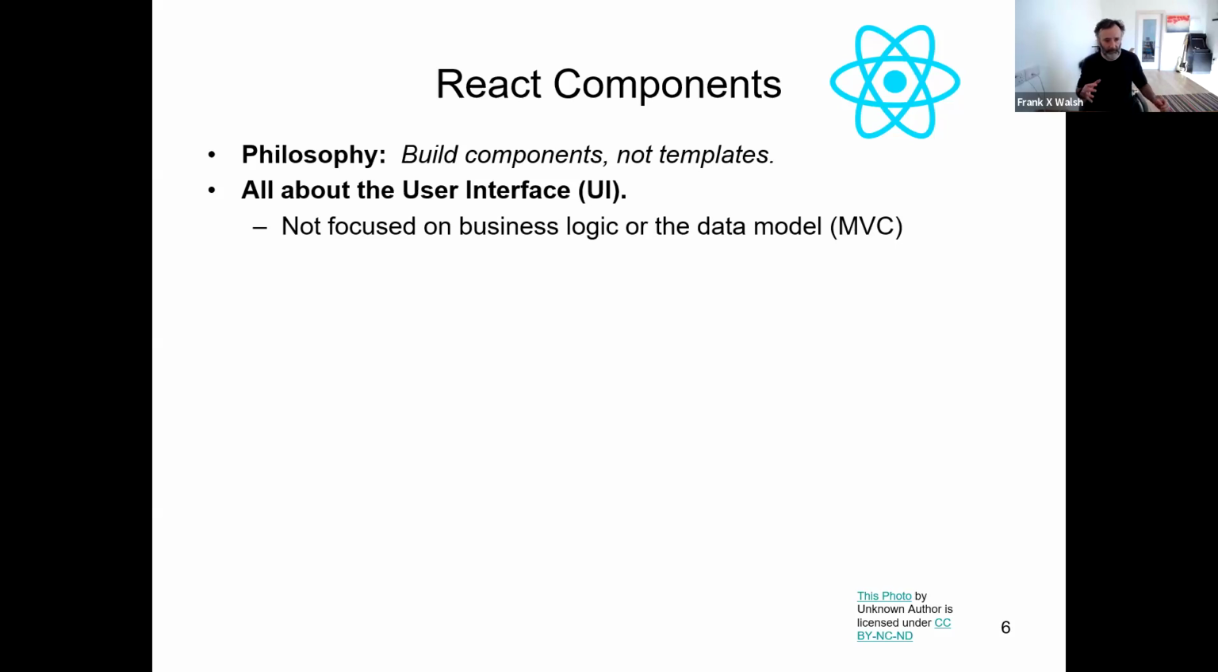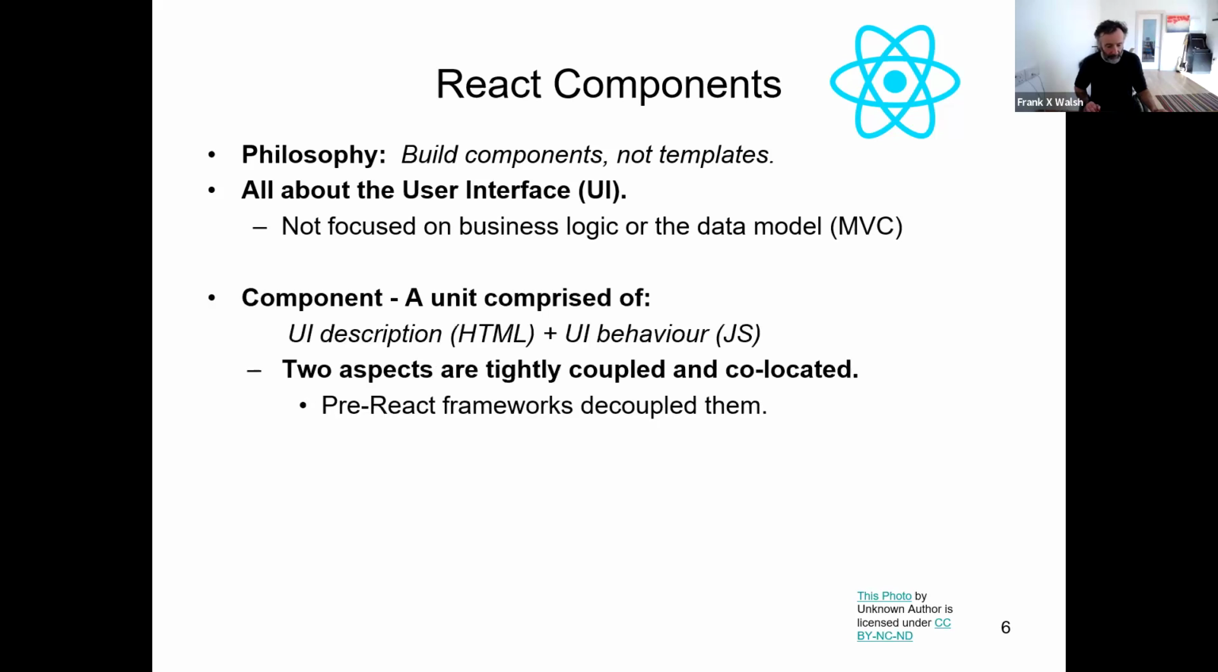It doesn't focus on the business logic or the data model, right? The M or the C, right? It's focused predominantly on the V, the user interface. So you might be wondering, what is a component? Well, it's a unit comprised of two things, right? A description and a behavior for a user interface. The description is specified in HTML, and the behavior is described in JavaScript. And these are tightly coupled together and co-located in a component, right?